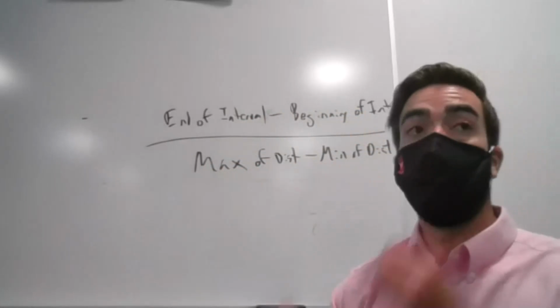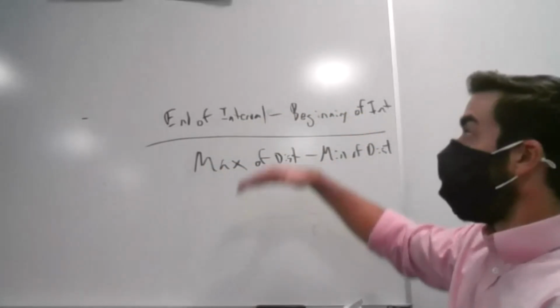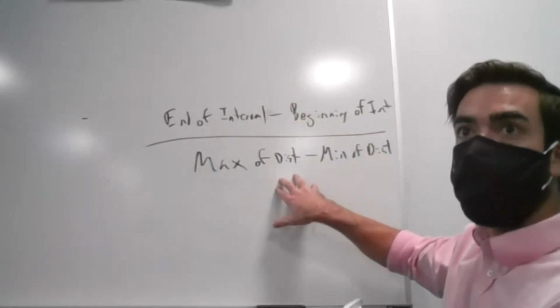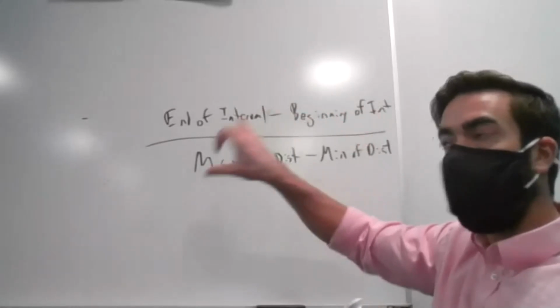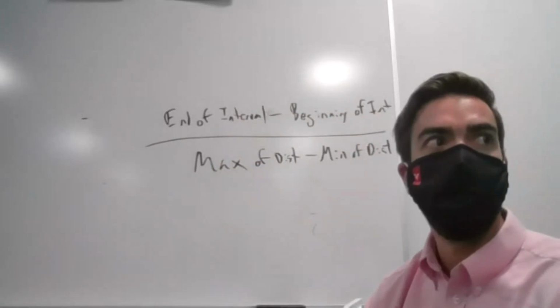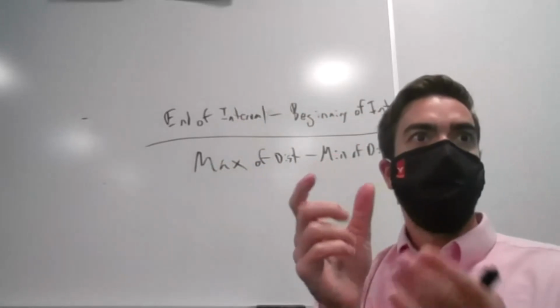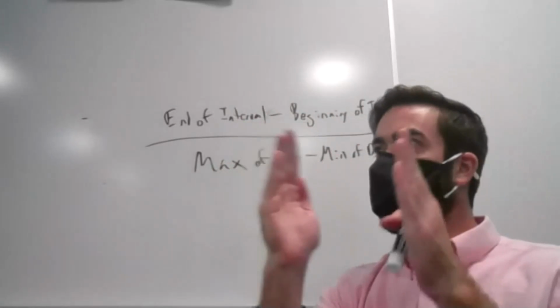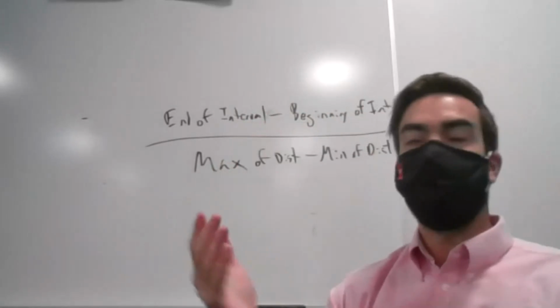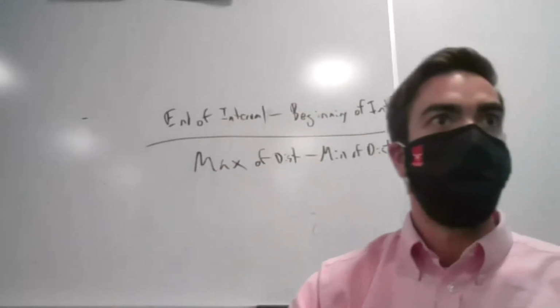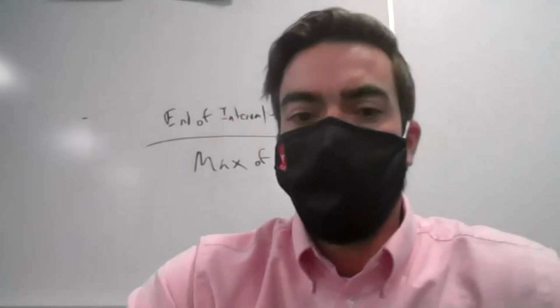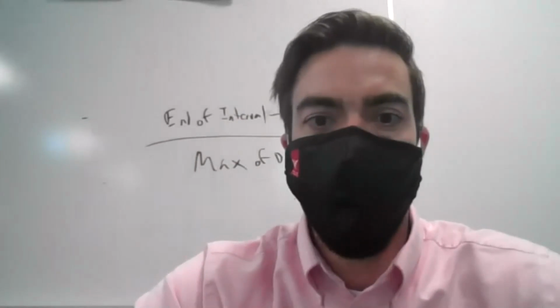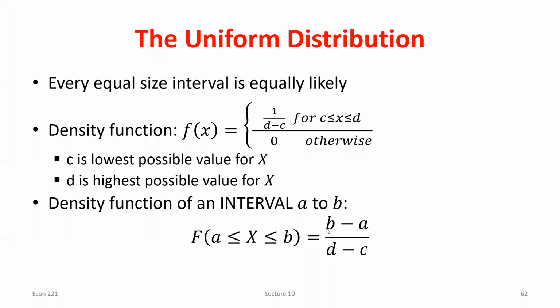And the reason why that always works out is because the height was 1 over the maximum minus the min. So my height of that rectangle will always be 1 over maximum minus the minimum. And the length will always just be, well, what two values am I interested in? The range in between those two, or the difference in between those two values. Okay? So that's why it always works out to being this.